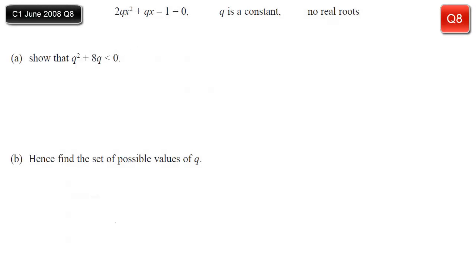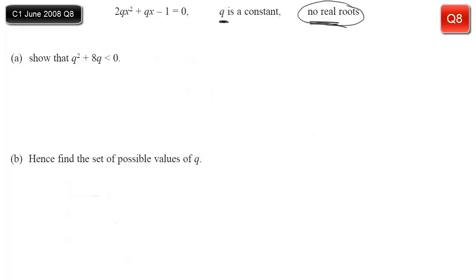Okay, so we have a quadratic here in which some of the coefficients contain this constant q, and we're told that there are no real roots, no real solutions to this quadratic. So part A, show this inequality to be true. Well, when you see an inequality like this, it's going to be using the discriminant, and that brings in this fact here. So no real roots, that means we can't solve it.